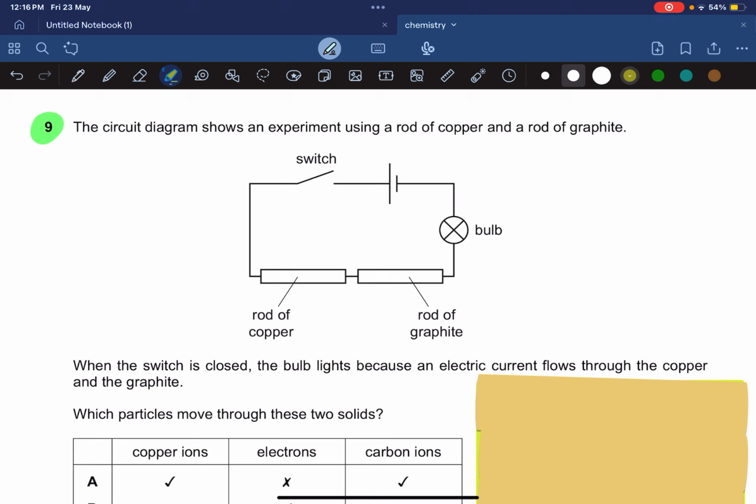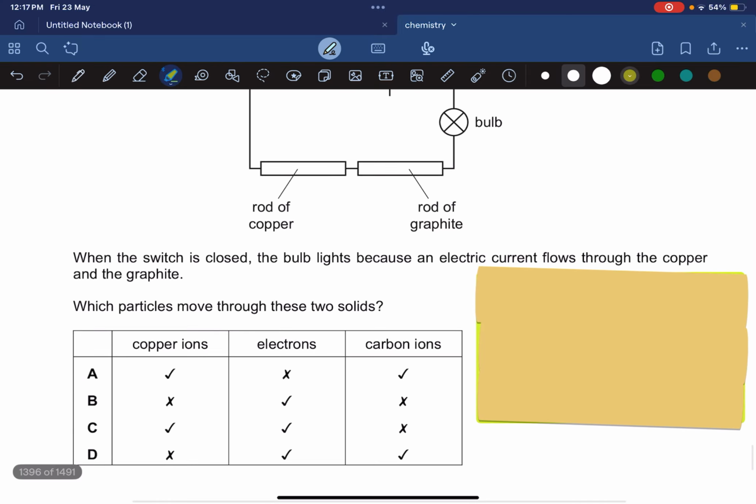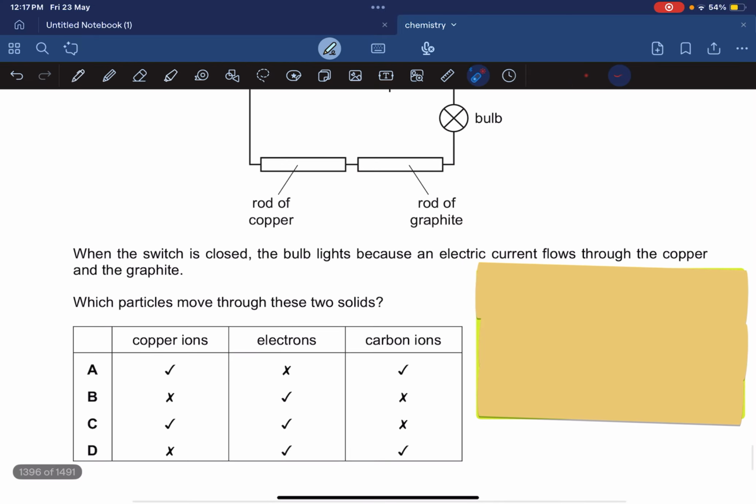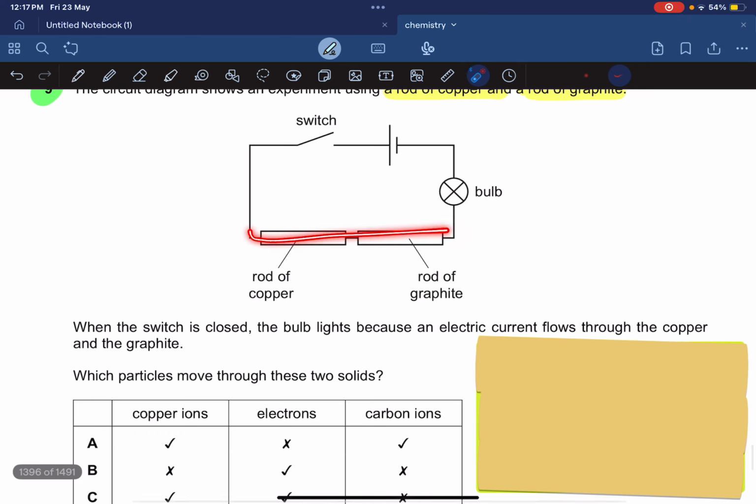From theory you should know that a rod of copper is going to be an extremely good conductor. Copper is ductile, malleable, and extremely good in conductivity. And you should know graphite is used as a lubricant and as an electrode, and it's used as an electrode because of its good conductivity. So it's also a very good conductor. When the switch is closed, the bulb lights up because an electric current flows through copper and graphite. As we discussed, current is going to flow through it and this bulb is going to light up.